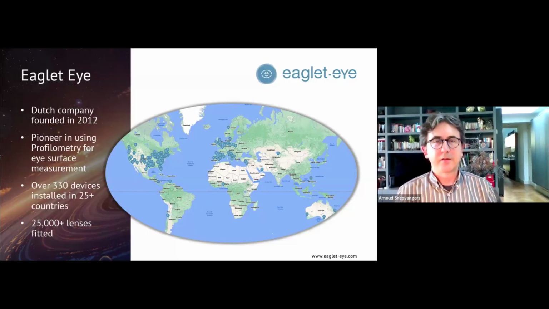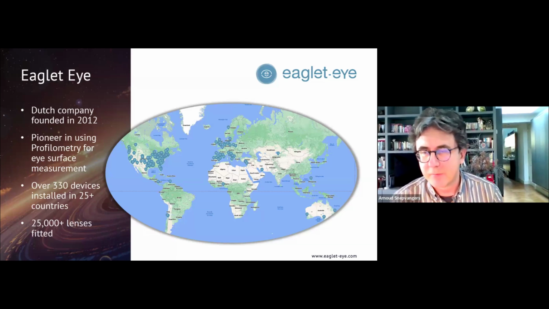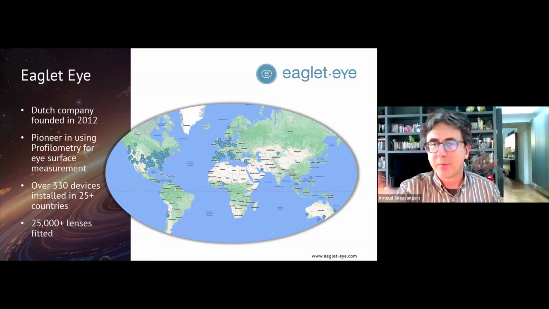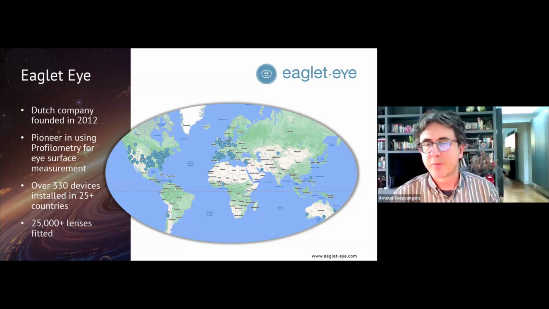So let's get started. wavefront-guided was founded in 2012, and we have about 330 customers right now. You see that on the map, lots in Europe, lots in the US, and we are spreading out to other countries right now, particularly Latin America. You see a cluster of customers in Australia as well. More than 25,000 lenses have been fitted.